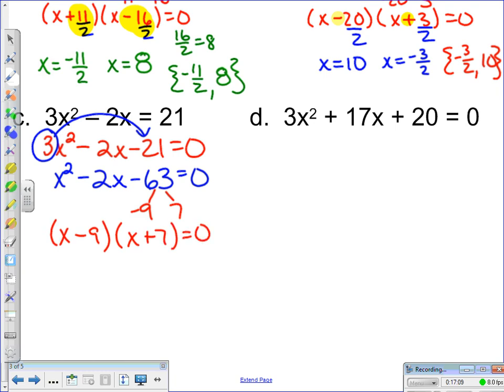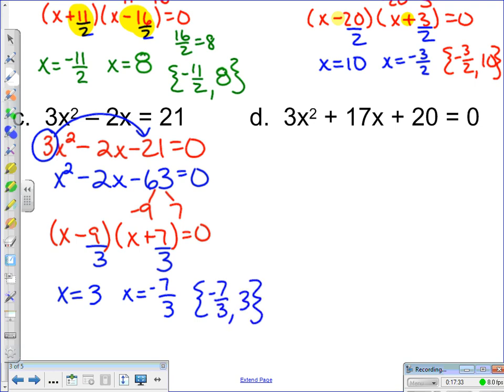Don't forget to divide by the number you times by, which is 3. 3 goes into 9 3 times, so that would be x minus 3, which tells me x is going to equal positive 3. Since 3 doesn't go into 7, x is going to equal a negative 7 over 3, always the opposite. And I'll write my answer, negative 7 over 3, comma 3.